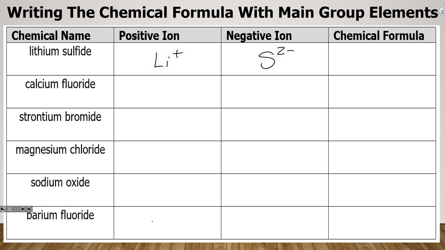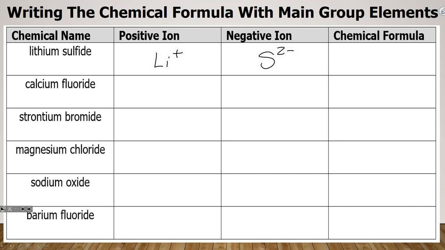We've got to think and say, okay, I've got one sulfur, it's got a negative 2 charge, and I have one lithium, and it has a plus 1 charge. They've got to add to equal 0. So how many of each of these do I need? How many lithiums do I need to go with how many sulfurs, or how many sulfurs do I need to go with how many lithiums? So it's sort of like an algebra equation.